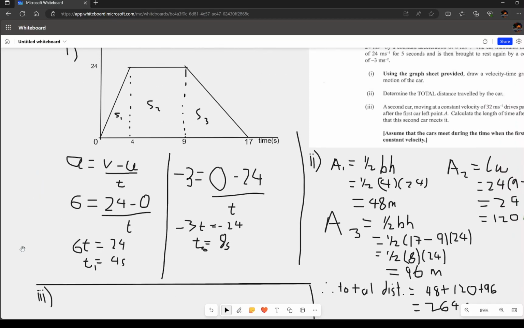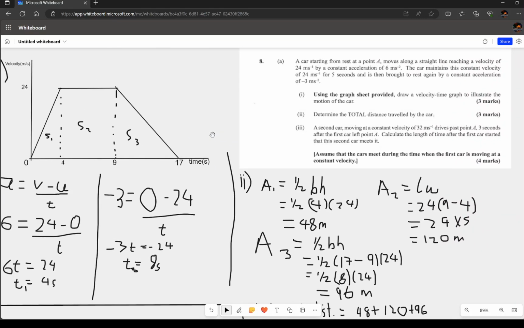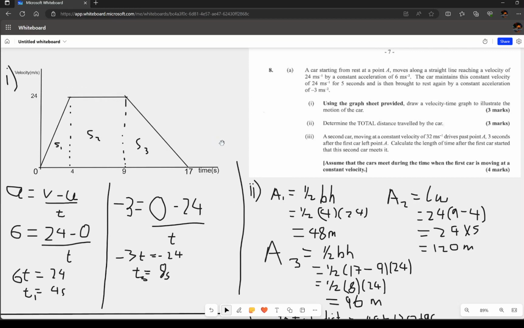So we have our space. Let's see what we're doing now. Alright, what does the question say? The question says, a second car moving at a constant velocity of 32 meters per second drives past point A 3 seconds after the first car left point A. So they will now want us to calculate the length of time after the first car started that the second car is going to meet it. And they give us a side note here that says, assume the cars meet during the time when the first car is moving at constant velocity.